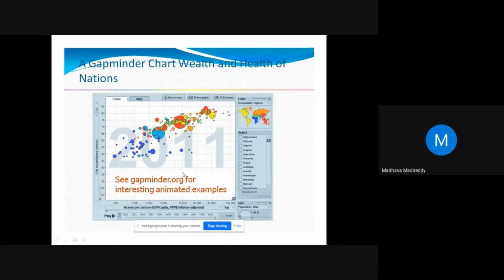So this is a Gapminder data set. A lot of people would have analyzed this data set. I personally have analyzed this data set so many times, and I used programming and created dashboards, and that is something that you would enjoy doing.